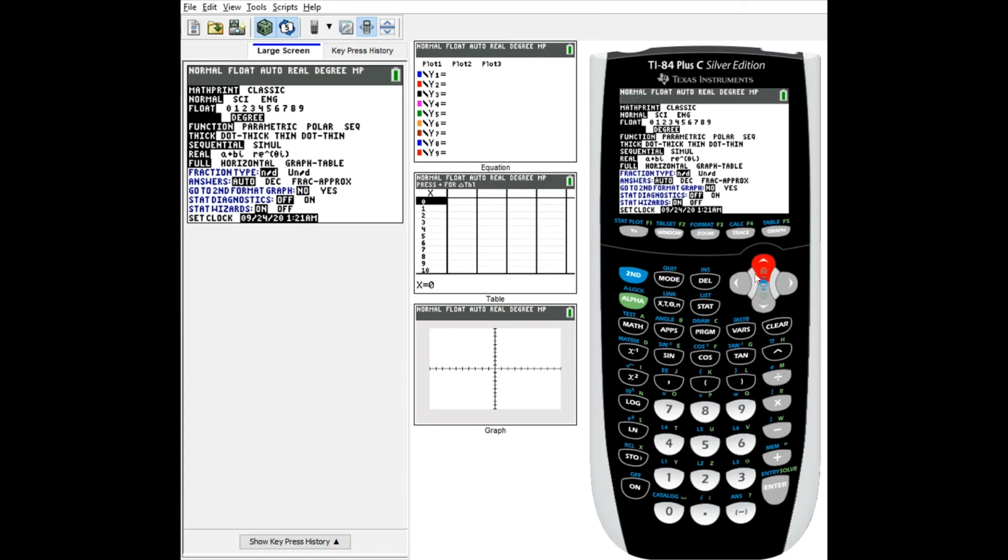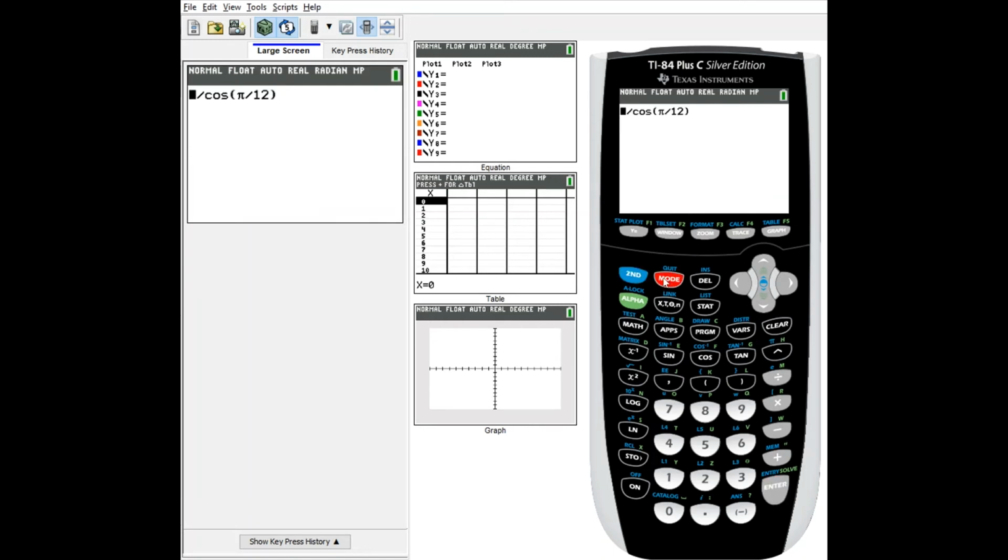So all I had to do is arrow down to radians. I'm going to hit enter. And then to get out of the screen, I just hit second, quit. And now when I hit enter, we get our answer, 1.0353. Let's go ahead and write that down.